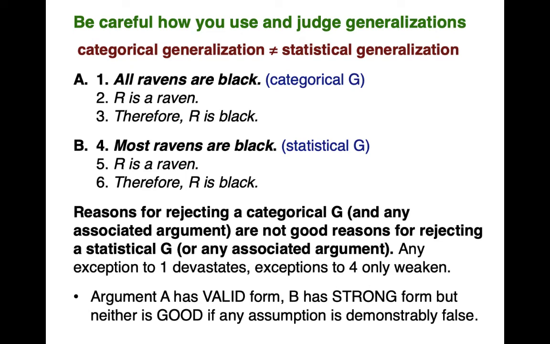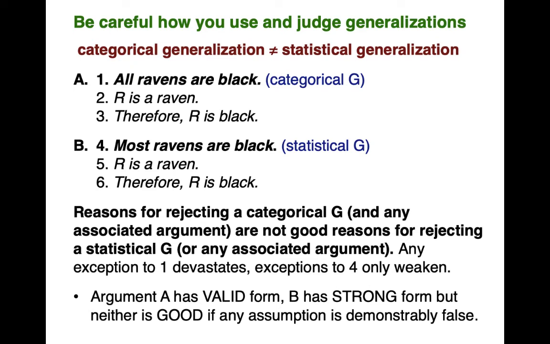Contrast that with argument B, which is inductive. This is statistical. Statistics are descriptions of properties of samples of populations, and we use statistics to say something in general about the population from which the statistic or the sample was drawn. For instance, take the claim most ravens are black. All the ravens I've ever seen are black. R is a raven, therefore R is black. And again, this is really saying probably R is black because R is a raven and most of them are.